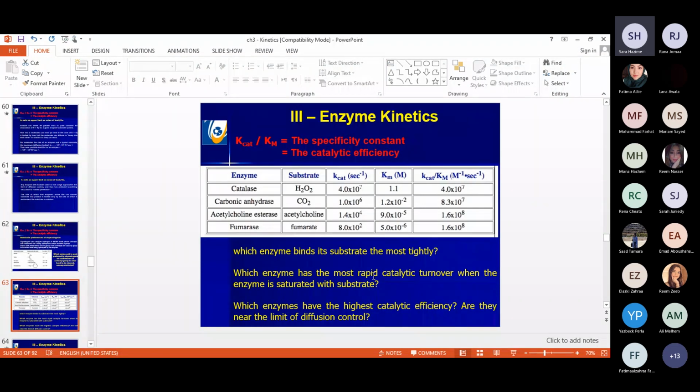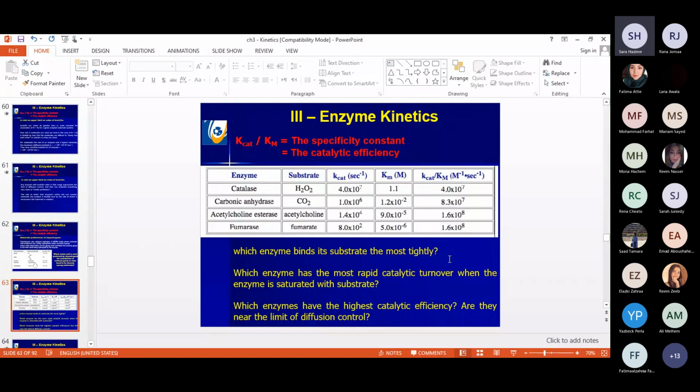Now, the third question, which enzymes have the highest catalytic efficiency? Lana. Acetylcholinesterase and fumarase, because they have the higher K catalytic over Km. So here you also saw that they did not specify a single enzyme. Here, pay attention to the question, which enzymes, because it could be more than one. So acetylcholinesterase and fumarase. Why? Because they have the highest K catalytic over Km.